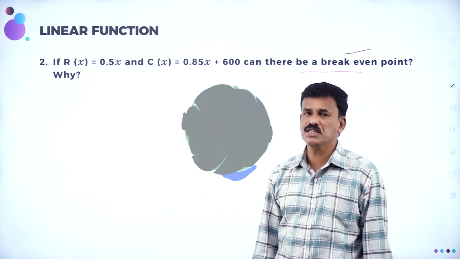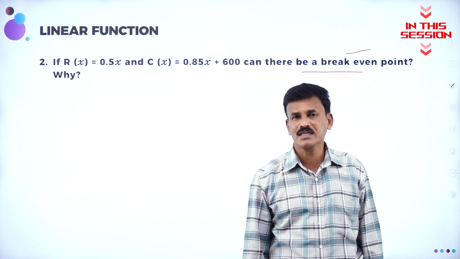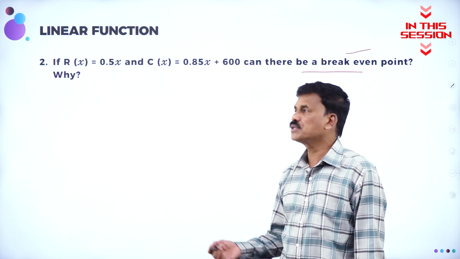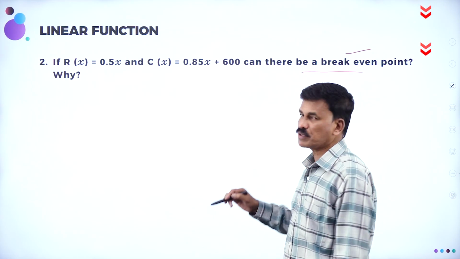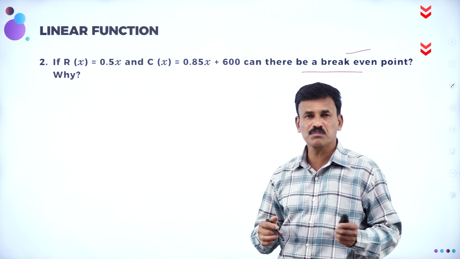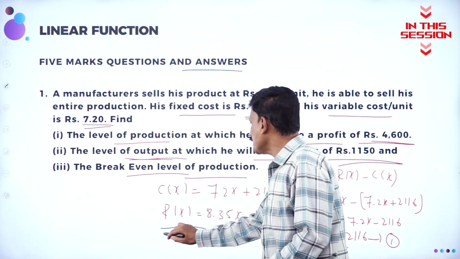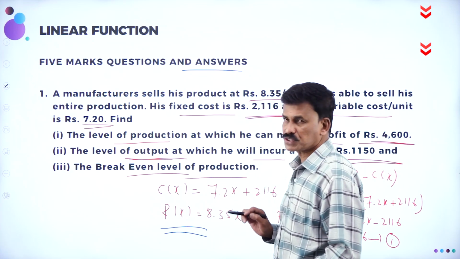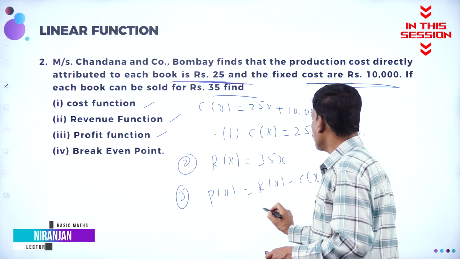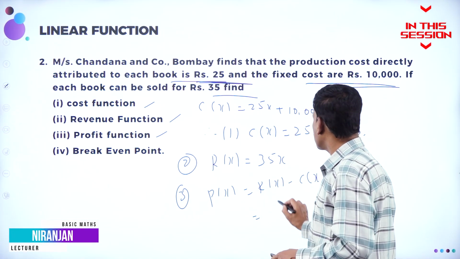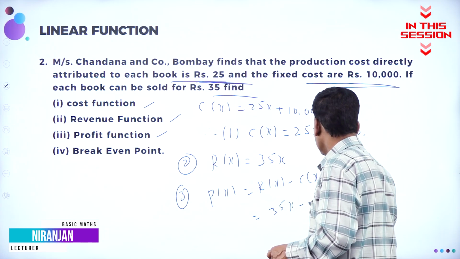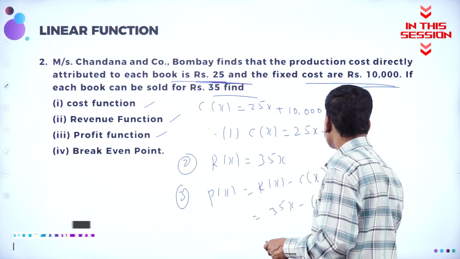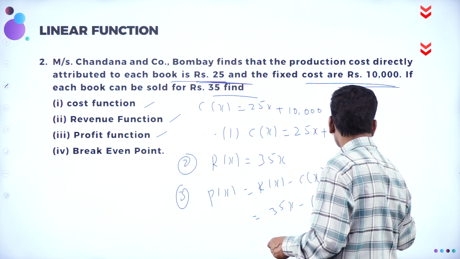X cannot be negative because the quantity cannot be negative. If X is negative, then there is no break-even point. Verify whether the value of X is positive or negative. If we equate C of X equal to R of X, you will get the break-even production. The profit function is R of X minus C of X. What is R of X? 35X minus C of X. C of X is equal to 25X plus 10,000.